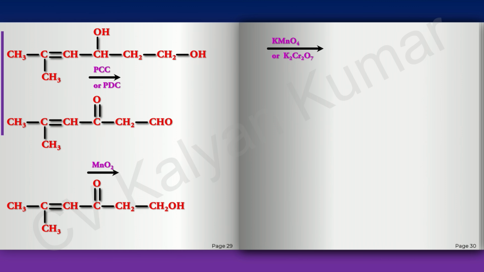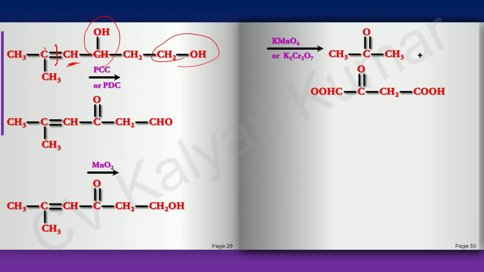What do you think will happen with this one? A lot of things are going to happen. The primary alcohol will become acid. Secondary will become ketone. Then it will break here. This will become acid, this will become ketone. So I'll get acetone and I'll get this one. Pause the video if you can't understand this. Just take your time in understanding this.